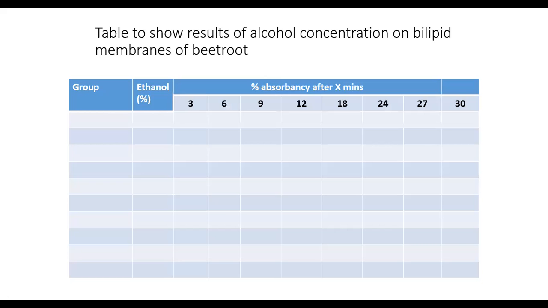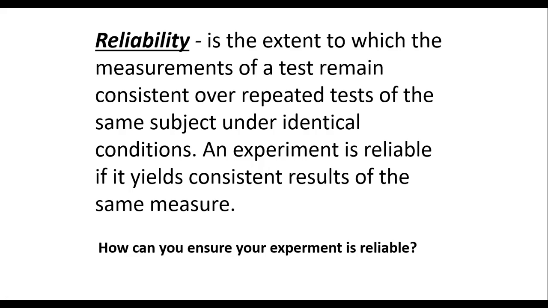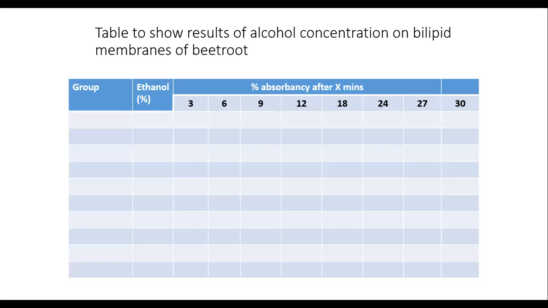Basically, what you would do is get different amounts of, you'd cut up some beetroot or potato. Beetroot's a bit easier, and I'll explain why we would use beetroot. And you would get different dilutions of alcohol. So for example, the different percentages of ethanol.